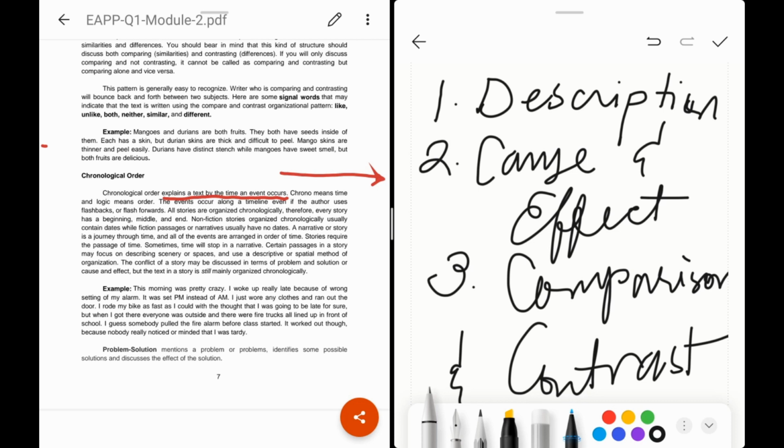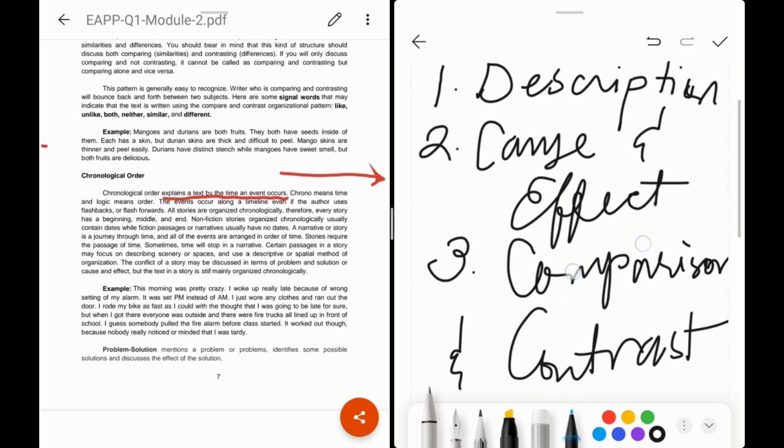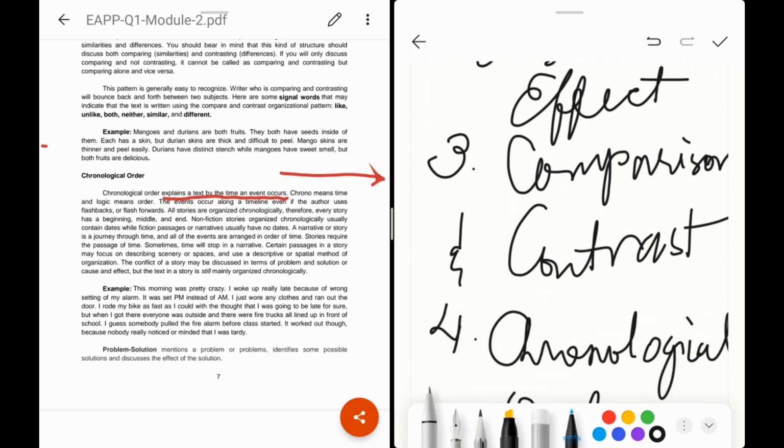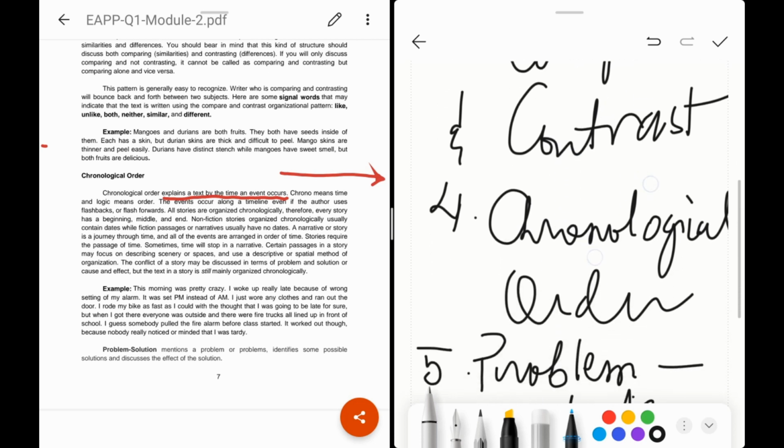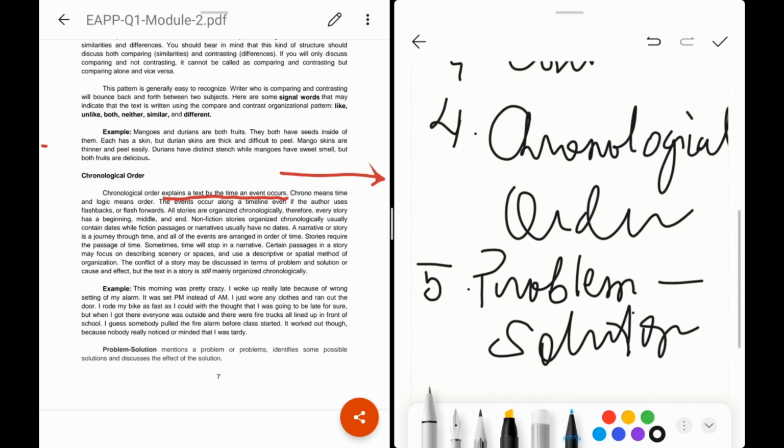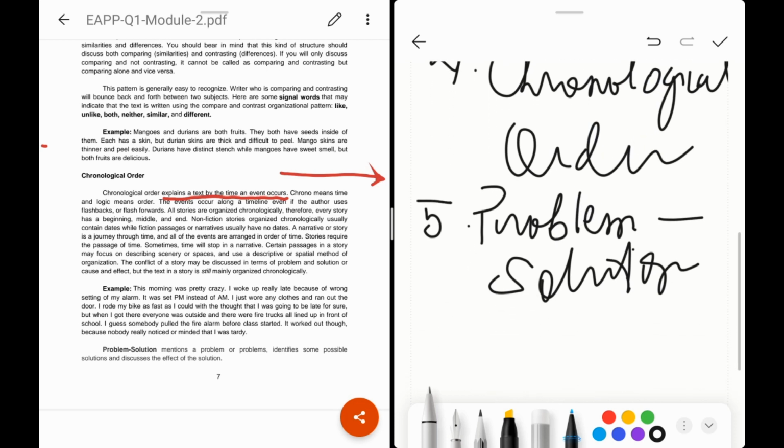sa text. Siya ba'y gumagamit ng cause and effect? Again, cause and effect is about giving reasons and what could be the outcomes of those reasons. And then, comparison and contrast, similarities and differences, pinagkatulad at pinagkaiba. Chronological order is also like narration, nakikwento. Binibigay yung mga bagay o mga pangyayari following a timeline using events. Okay? And then lastly, problem solution, wherein we show a problem, we discuss a problem, and then we also discuss what are the possible solutions to that problem.